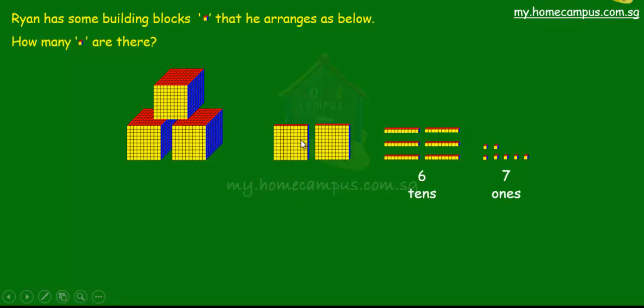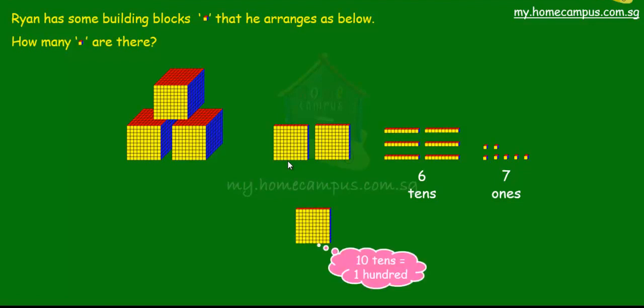Next we move on to this group of blocks, and we see that he has taken the tens and stacked them together into a set. Let's see how many tens there are in each set. So each set has 1, 2, 3, 4, 5, 6, 7, 8, 9, 10. When these 10 tens are stacked together, they form 100.